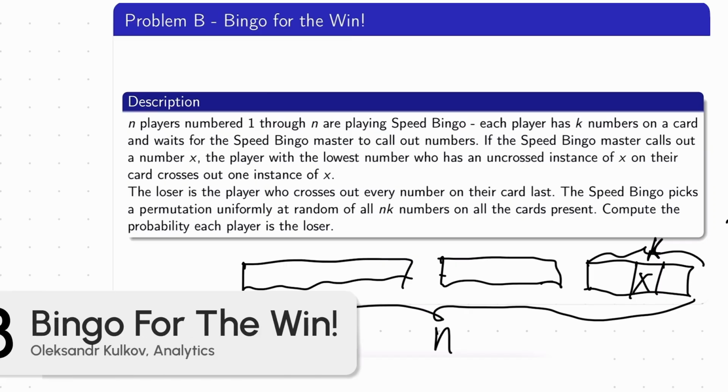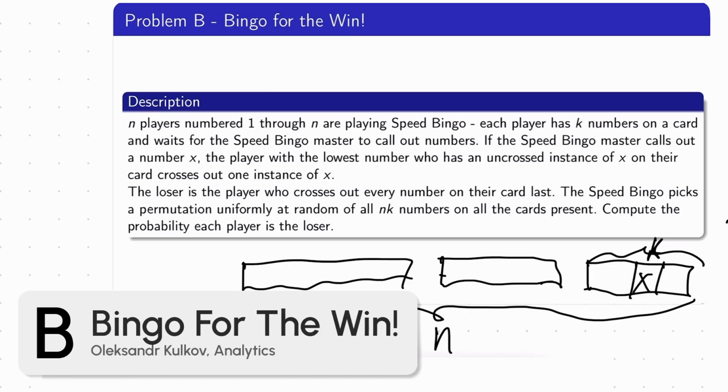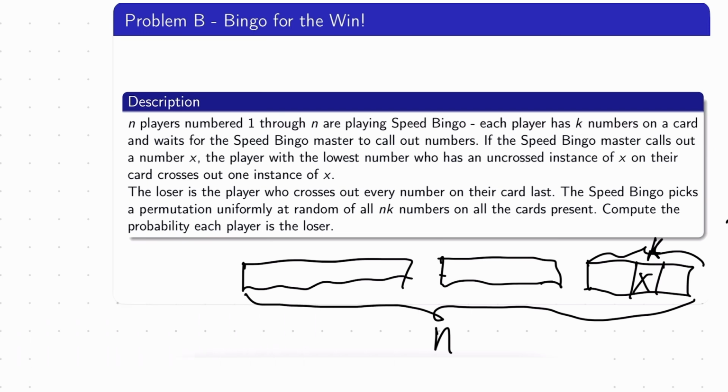n players playing so-called speed bingo. In this game, each player has k numbers on their card, and the bingo master draws these numbers in some order which is picked uniformly at random. And when a number is drawn, the first player that has this number can cross it out on their card, and if the number occurs in the card multiple times, the player can only cross it out one time.